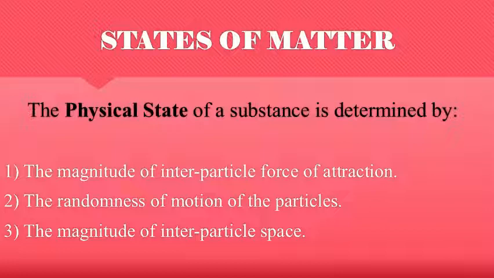The physical state of any substance is determined by three factors: the magnitude of interparticle force of attraction, the randomness of motion of the particles, and the magnitude of interparticle space. Now let's see what we try to mean by all these things. When we are talking about physical state, we are talking about the difference in the appearance of an ice cube and water or water vapor.